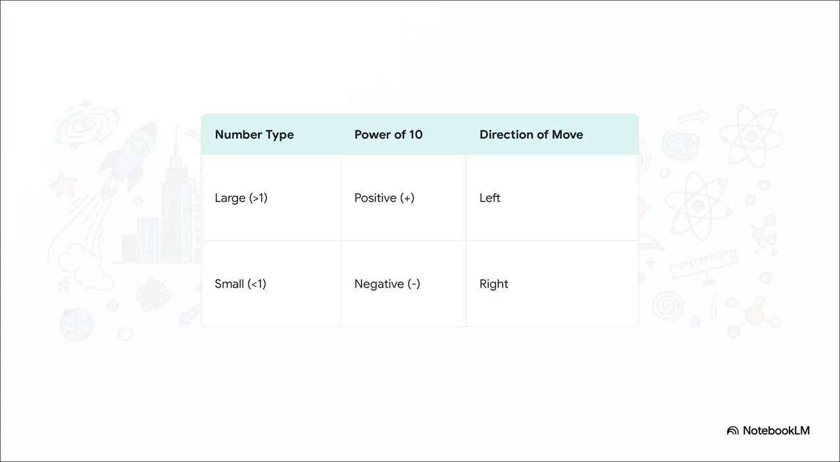So here's a quick way to remember it. For big numbers, you're using a positive power, which represents the decimal moving to the left. For small numbers, you're using a negative power, which represents the decimal moving to the right. That's pretty much the whole game.